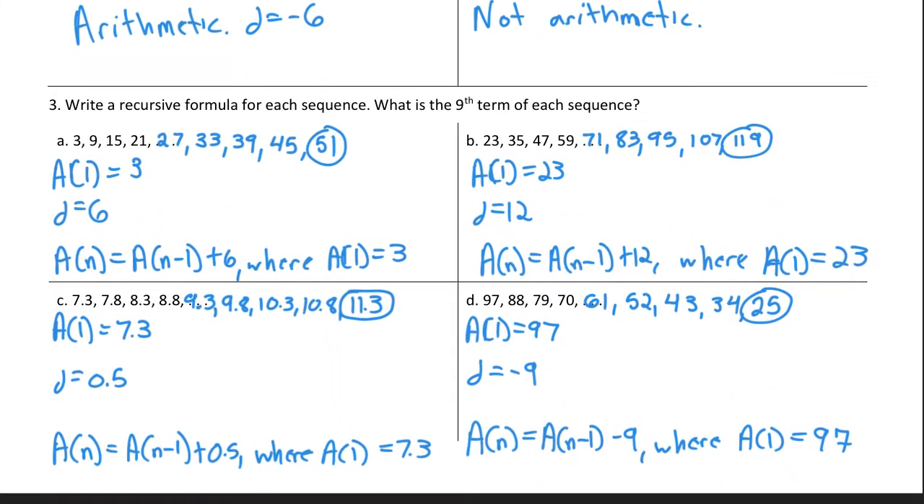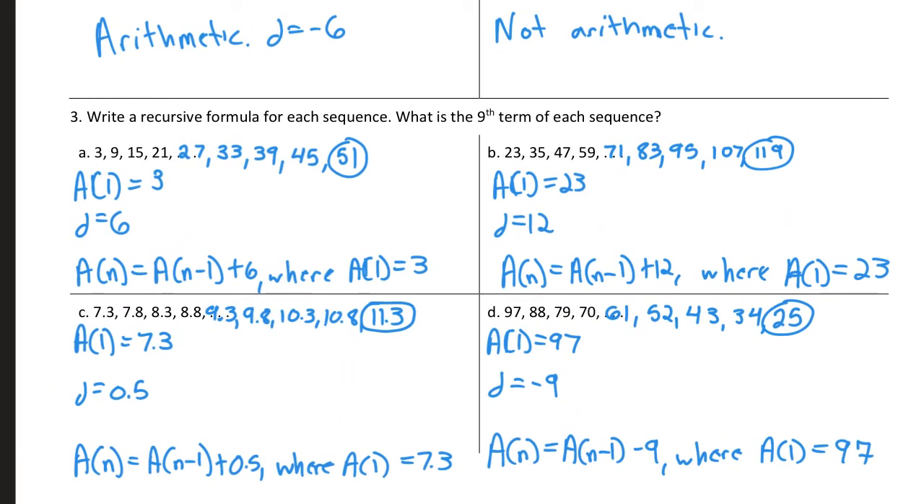For number 3, there's another one. Good idea to pause the video. There's a lot going on, but I'm asking you to write the recursive formula and find the 9th term. So for part A, take the last term, a of n minus 1, and add 6. And your first term is 3. So it's extending that rule out and writing a recursive rule.